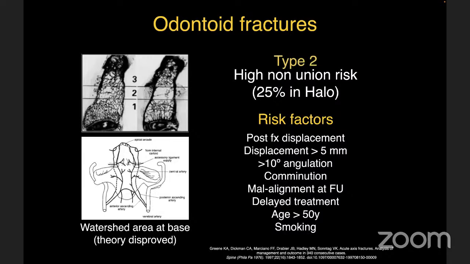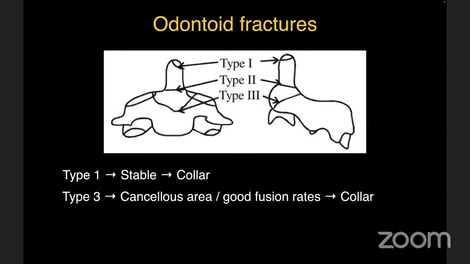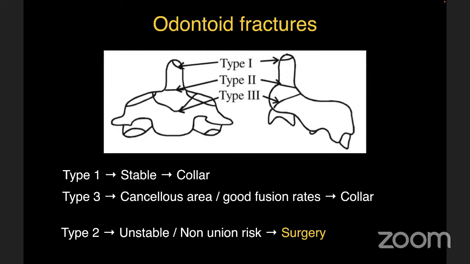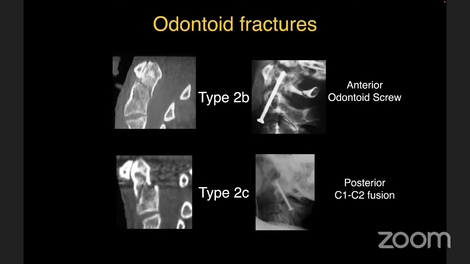So the way you treat it, type 1 injuries are tip avulsion fractures, usually stable unless associated with atlanto-occipital dislocation. They are treated with collar. Type 3, because they have a broad cancellous surface area for fusion, again are treated with external immobilization. Then type 2 are the ones which are a non-union risk and require surgeries. We won't discuss the surgeries as there is a talk later about this part of the fracture treatment.